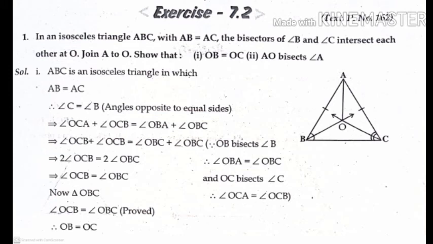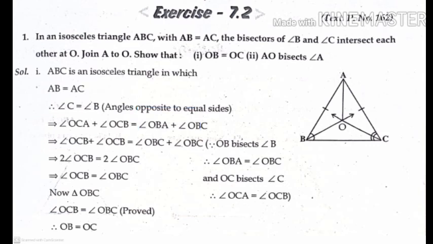Solution for the first question. Triangle ABC is an isosceles triangle in which AB equals AC, according to the definition of an isosceles triangle. So angle C equals angle B, since angles opposite to equal sides are equal. That implies angle C, which we can write as angle OCA plus angle OCB, is equal to angle B, which we can write as angle OBA plus angle OBC.